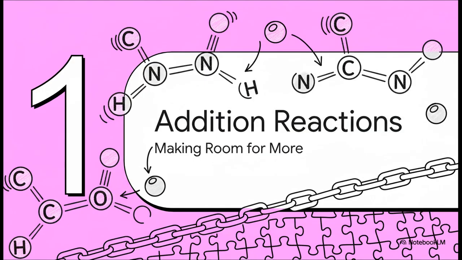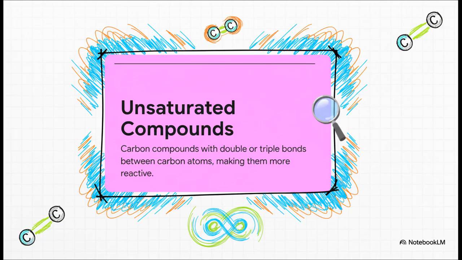All right, first up, addition reactions. The best way to think about this is like a molecular renovation. It all kicks off with a special kind of carbon compound, one that isn't quite full yet and has some room to grow. So the secret ingredient here is something called an unsaturated compound. And what makes it unsaturated? It's all about that double bond you see between the carbon atoms.